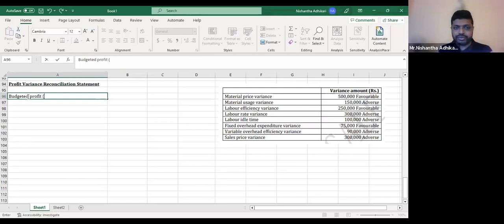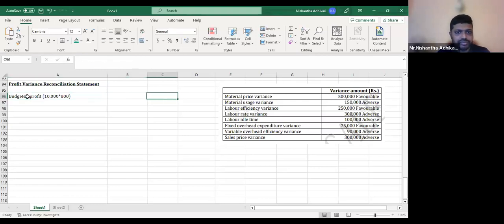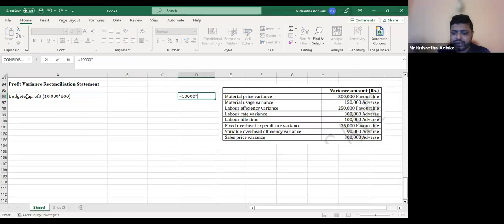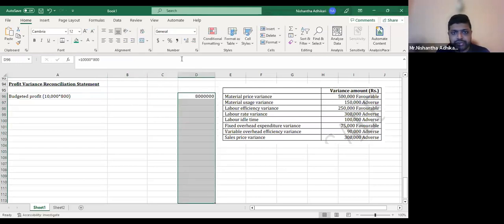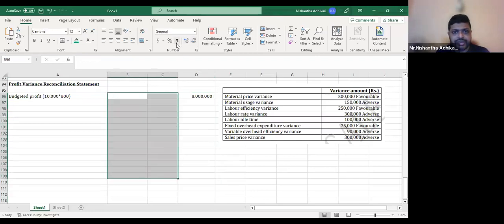Budgeted profit. You budgeted to manufacture and sell 10,000 units, right? 10,000 units. Budgeted profit per unit is 800, as given. If I calculate 10,000 into 800, this would be the value. 8 million is the value.